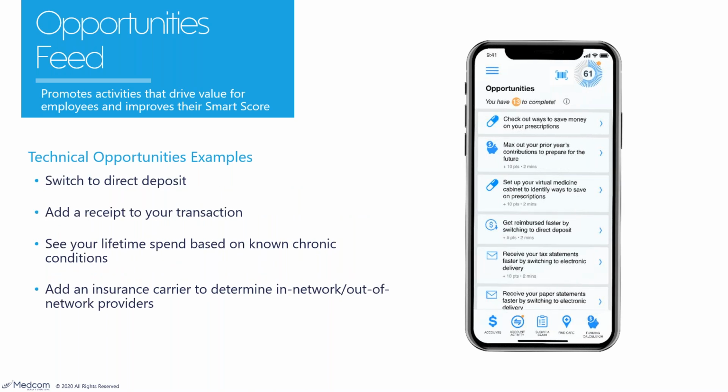Other activities that the opportunities feed may suggest is to set up direct deposit. That would only be suggested for those who do not have it already and would be set up on a check reimbursement. They can add receipts to their transactions that require documentation. And again, the more times that they do this and the more times that they fulfill the opportunities feed, the higher that SMART score will go. They can add their health plan to search for in and out-of-network providers. And HSA participants can view their lifetime spend based on known chronic conditions, which we'll talk about in just a moment as well.